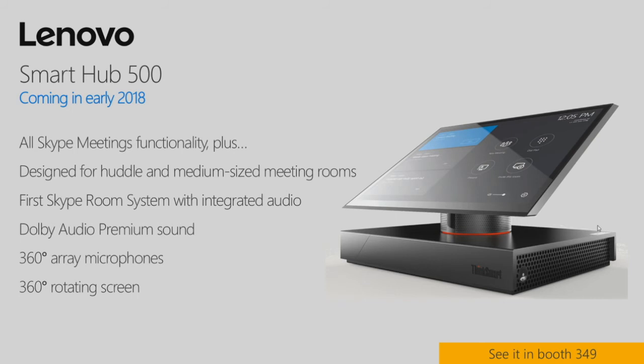That column is both a pivot, so the screen actually can pivot 360 degrees, but it's also a Dolby speaker and a microphone. So you don't need another audio device on the table. You need a camera. It doesn't include a camera, but it has audio built right in. So for maybe a smaller room, you can just put one device on the table and join with audio.